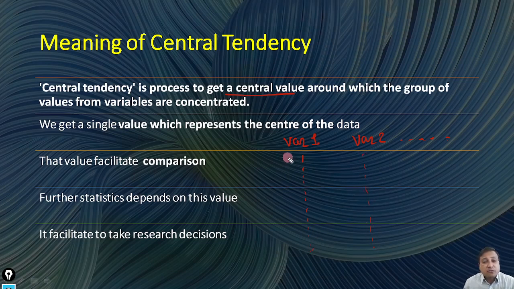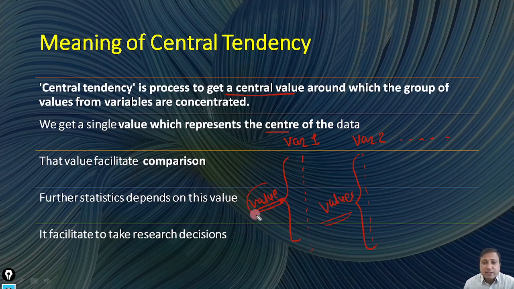Now, when we try to find a particular value which represents the center of this variable, that value is known as a central tendency value, and from each variable we can compute such a value which represents the center of that particular data or which represents that variable. The central tendency is also known as the average value.